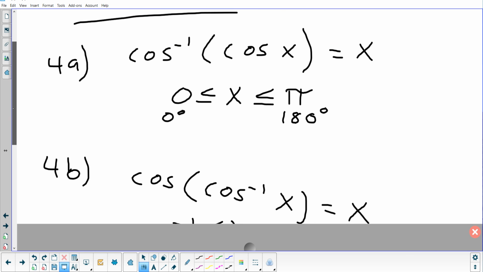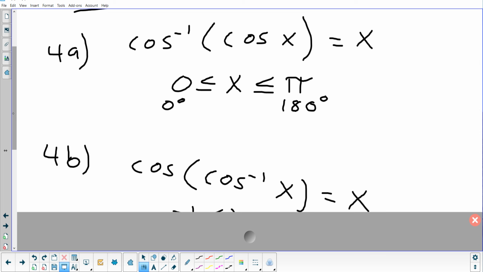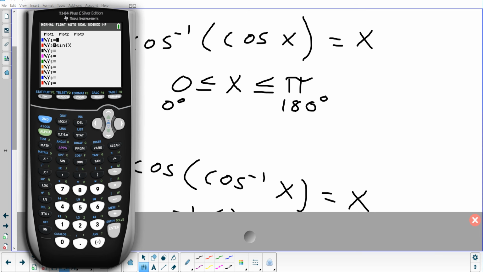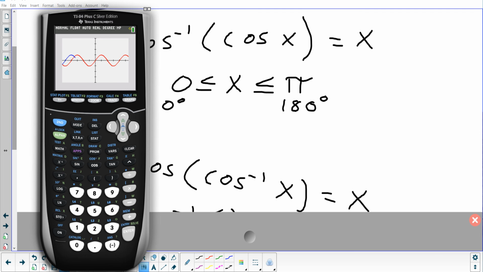All right. Now, the B version. That's when we switch the cosine and the inverse cosine. The B version has to do with how high and low the graph goes. So let me graph. We haven't seen what cosine looks like. I'm going to graph cosine in blue, right next to sine. So cosine is being drawn in blue.